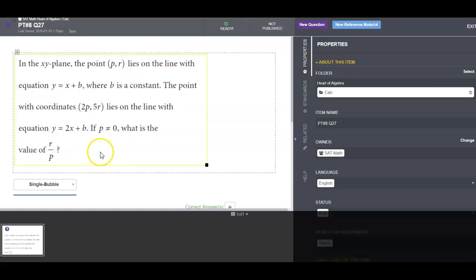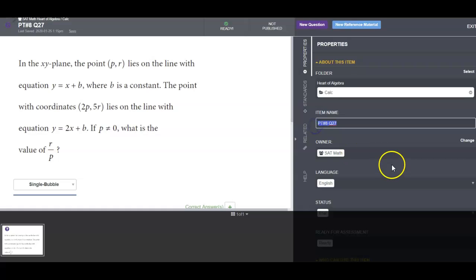So this is a heart of algebra standard 3 question. It tells you that it's calculator based, and it also tells them what practice test it came from and what question it is on that practice exam. So this allows teachers to create assessments real quickly based on standards.